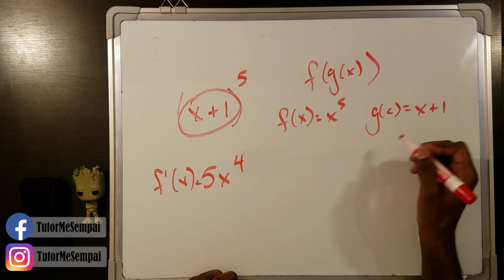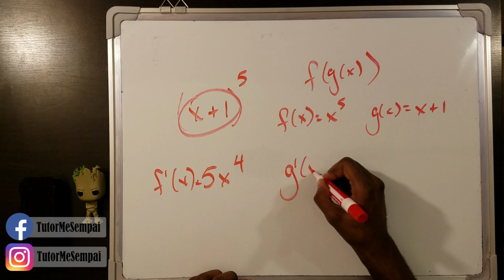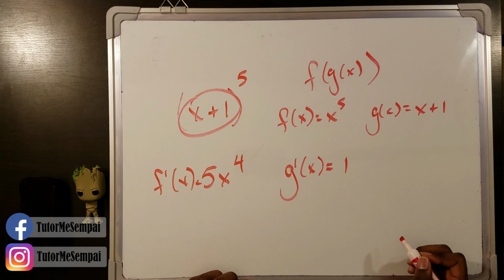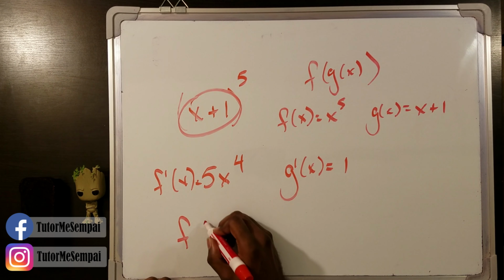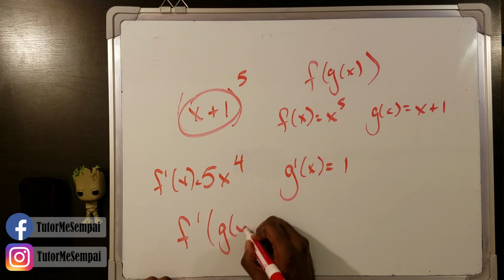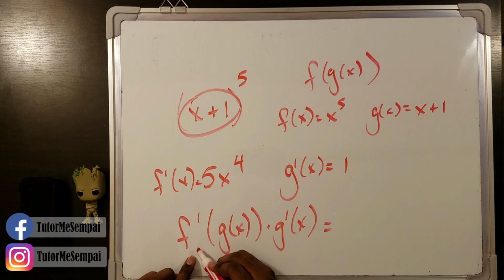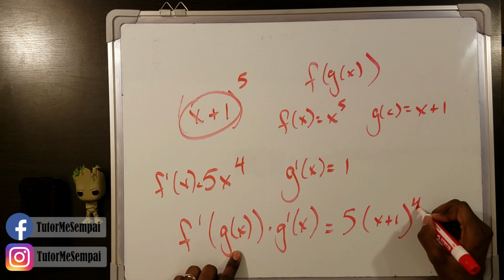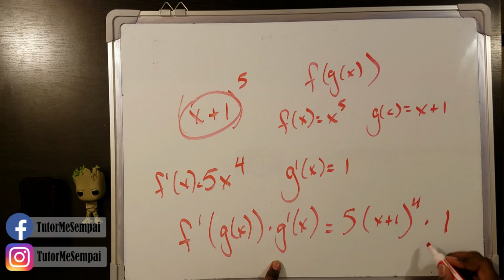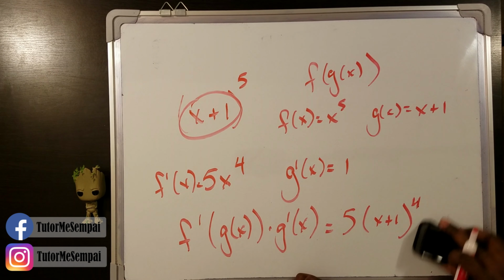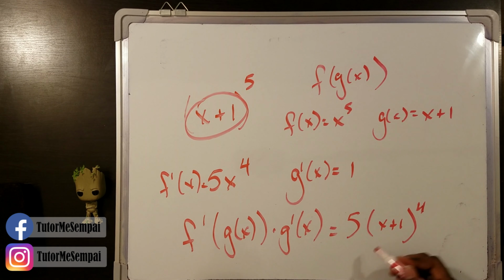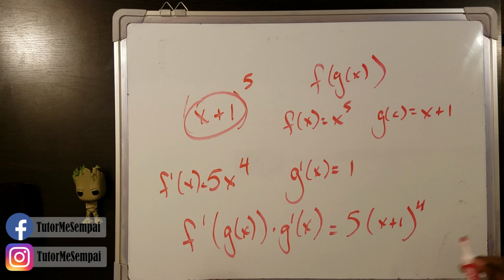But if you were to do the inside function derivative, g prime is simply 1. So when we do our f prime of g of x times g prime of x, you get what's f prime? 5 of g of x, instead of x, x plus 1 to the fourth times 1. And obviously that times 1 doesn't do anything, so we can drop it off.